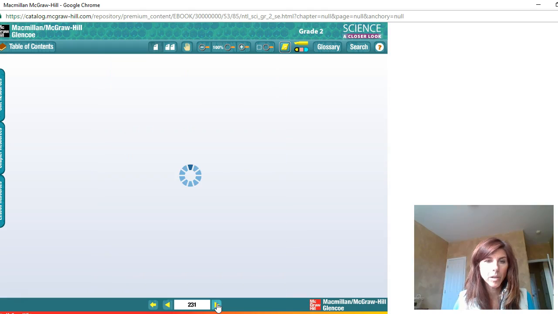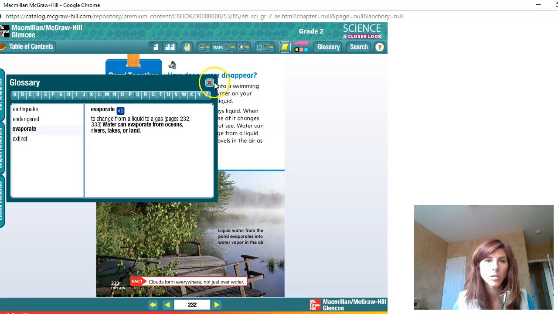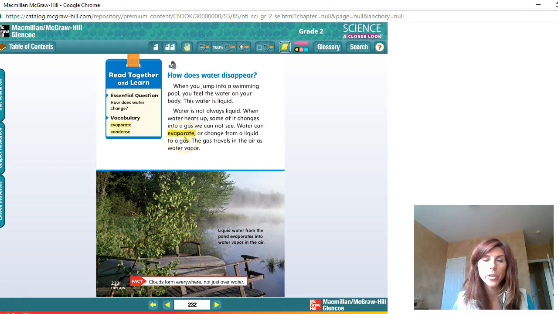And then we will look at the water cycle. The water cycle is a big piece of what you guys have learned and should know about. When you jump into a swimming pool, you feel the water on your body. This water is liquid. Water is not always liquid. When water heats up, some of it changes into a gas, and you can't see it. So when it changes into gas, water can evaporate, or change from a liquid to a gas.